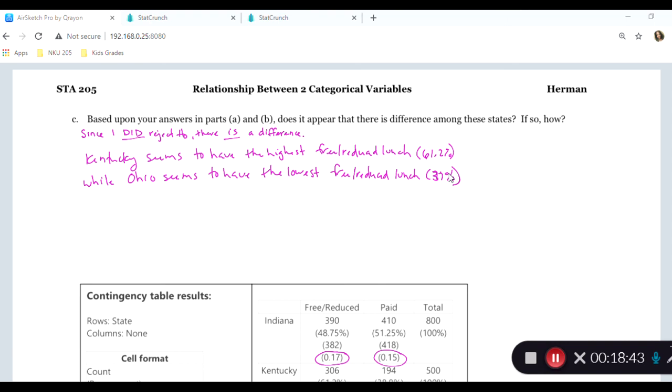So hopefully that was another good example to see if you have questions thinking through doing row percentages, the hypothesis test for the chi-square test for independence, using StatCrunch.